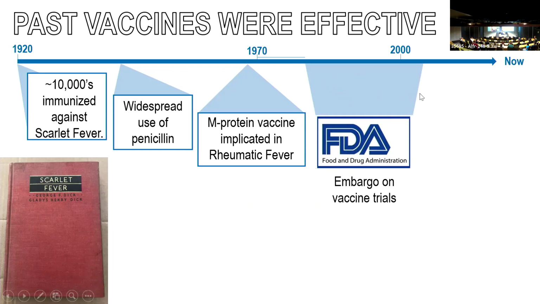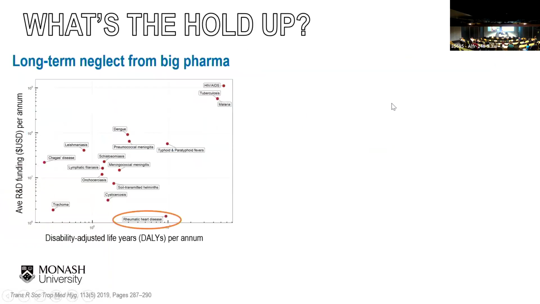And that only lifted in 2006. But that's 20 years ago now. So what's the holdup? In this graph here, you can see the amount of R&D funding around the globe plotted against the amount of disability adjusted life years for each condition. And you can see rheumatic heart disease right down there at the bottom. Huge daily burden, really little global R&D. So long-term neglect from big pharma.